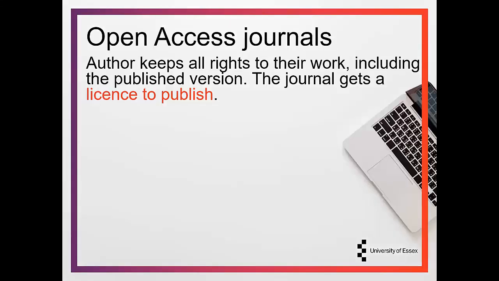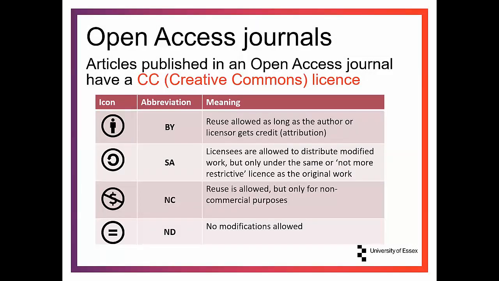When publishing in open access journals, the author keeps all rights to their work. This includes the final published version. The journal then gets a license to publish the work. This kind of agreement means you are free to use the work how you choose to. When publishing your work in an open access journal, you choose which license you want to assign to your work. On the slide, you can see the different elements of Creative Commons licenses available.